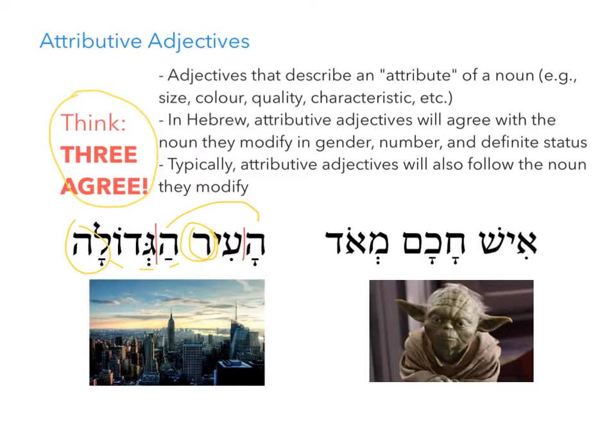Me'od, very much. What we're seeing here is all three of these terms, ish is our noun, hakam and me'od are adjectives. Nowhere in there do we see our definite article, so they all agree in the sense that they're indefinite. And also we could see that we have 3 terms that are singular, and they agree in their gender as well. So we would translate that as a very wise man. Me'od, very, hakam, wise, ish, man. A very wise man. So we're looking for agreement there. 3 agree is a thing to remember, and that will be a way of making sense out of any attributive adjective in the Hebrew Bible.